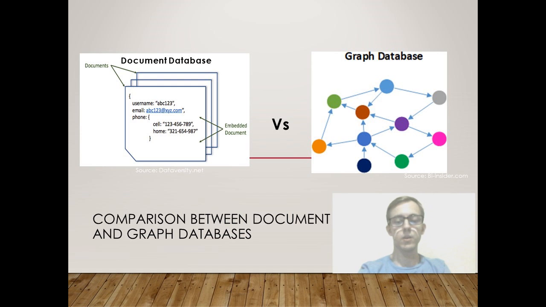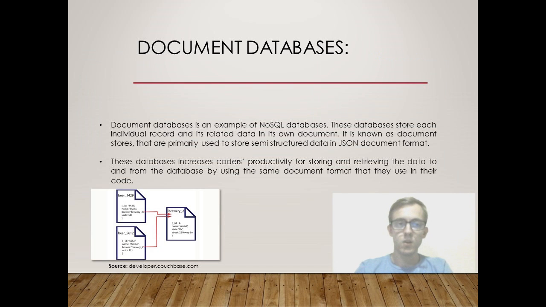Comparison between document and graph databases. Document databases are an example of NoSQL databases. These databases store each individual record and its related data in its own document. They are known as document stores and are primarily used to store semi-structured data in JSON document format. These databases increase coders' productivity for storing and retrieving data to and from the database by using the same document format that they use in their code.